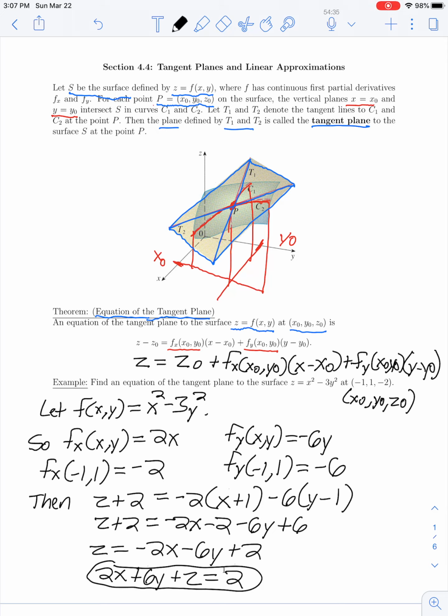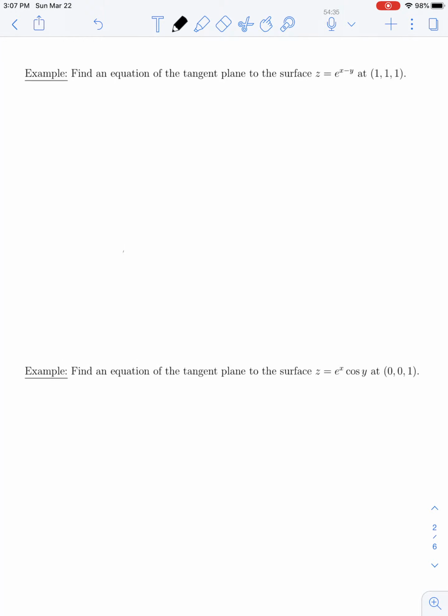So let's look at some other examples of finding these equations of tangent planes. In our next example here, we've got the same sort of problem. Find the equation of the tangent plane to this surface at the point 1, 1, 1. So as in our last example, let's start by giving the function which defines this surface a name. Here, f of x, y will be equal to e raised to the x minus y power.